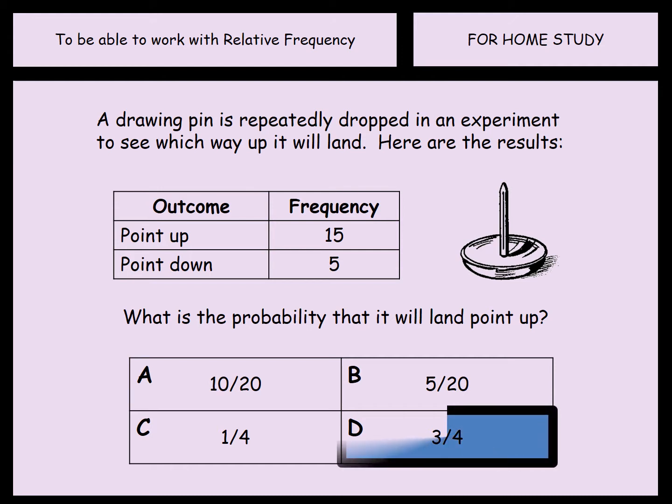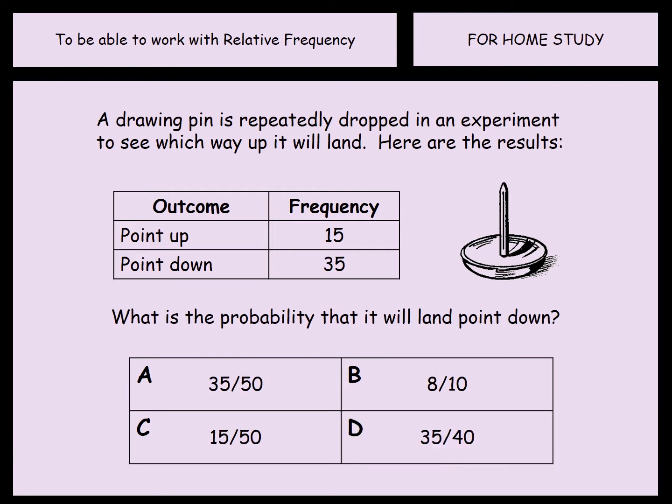Okay, and the correct answer is 3/4. That's because it is 15 out of 20 times. And 15 out of 20 as a fraction is 3/4. Notice that we're going to be writing these as we do all probabilities as a fraction or a decimal or a percent using our number line between 0 and 1.